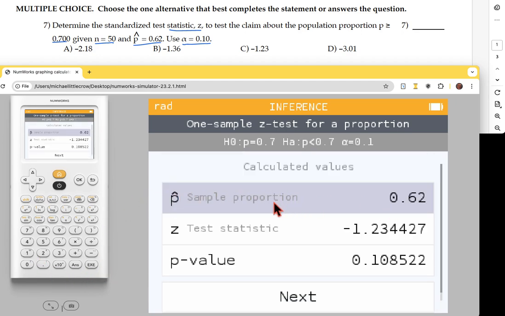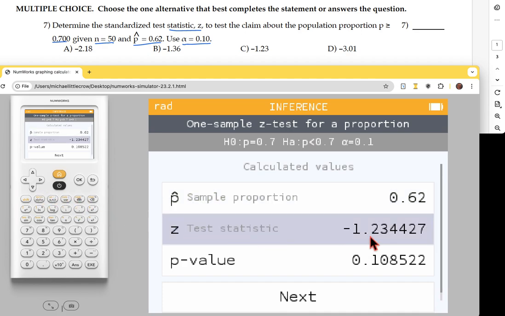So notice it does calculate the sample proportion here, 0.62, but that's not a field we could enter in. Maybe it'd be nice if it is, but here's our answer, negative 1.234, however many. They're only using 2 decimal places, so C is it. That's what we're looking at, right? The test statistic, that's what it says right here, test statistics. That's what we're looking for.